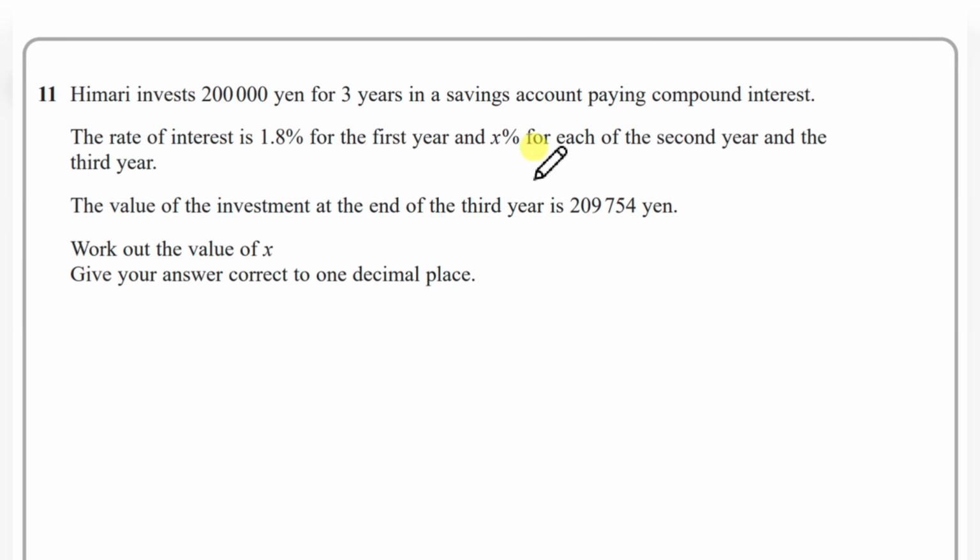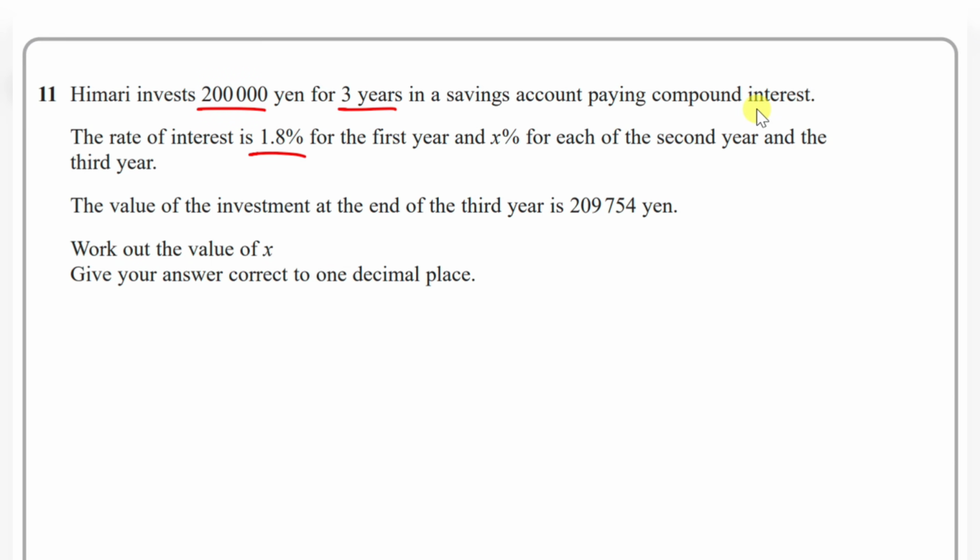Okay, so investment. Ooh, okay, so more riba. I see this every year now. So Himari invests 200,000 yen for 3 years in a savings account, paying compound interest. The rate of interest is 1.8%. So that's the underlying key value: 200,000 yen, 3 years, and 1.8% compound interest.